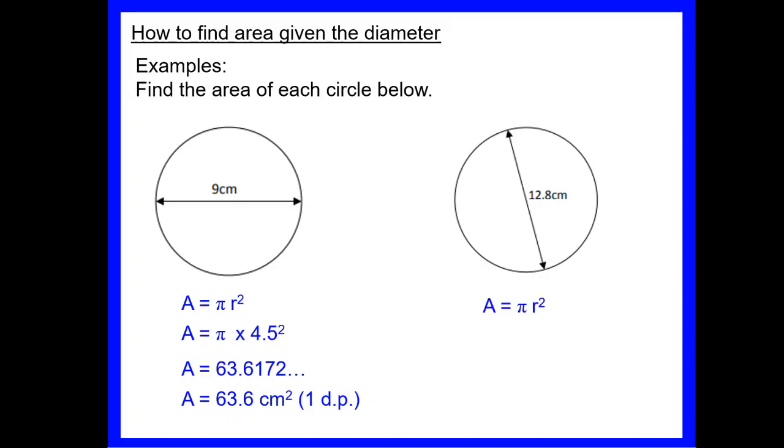Our second one then, again, our formula says we need the radius. Half of 12.8 is 6.4. So pi times 6.4 squared is 128.6796. And round that to one decimal place, 128.7 centimeters squared. Make sure you've got these examples then before you move on to have a go for yourselves.